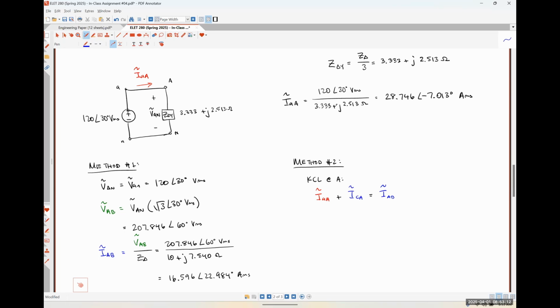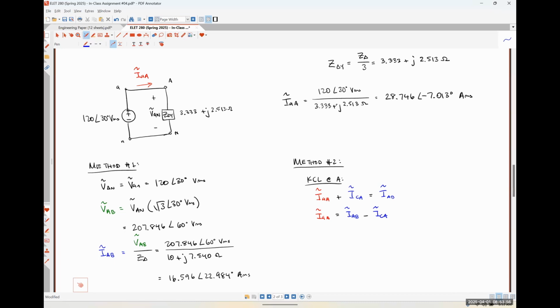So just to be clear here, all I've done is say that the current flowing into that node is equal to the current flowing out of that node, okay? Now, what I'm going to do is rearrange things and put I_aA on one side of the equal sign by itself. So that's my current known quantity, okay? So I would have I_aA is equal to I_AB minus I_CA. Are we all okay with that?